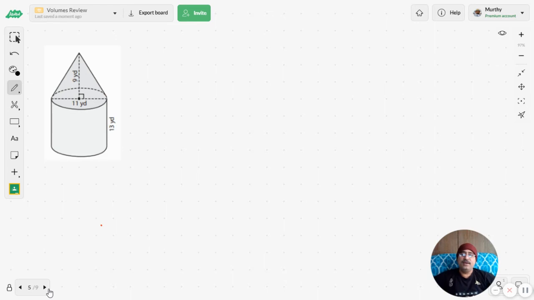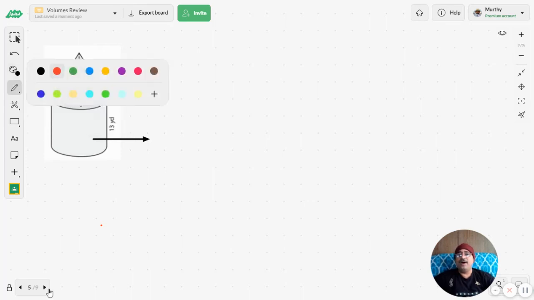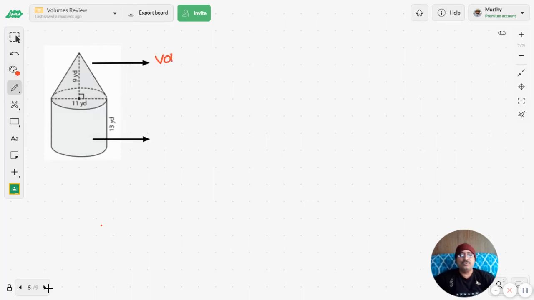The next one is again, I see that there are two solids. The upper one is a cone, and the lower one is a cylinder. Therefore, I identified what to compute. First I have to find the volume of the cone. I know the formula, which is 1/3 pi r square h. And the lower portion is a cylinder, so the volume of the cylinder is pi r square h.